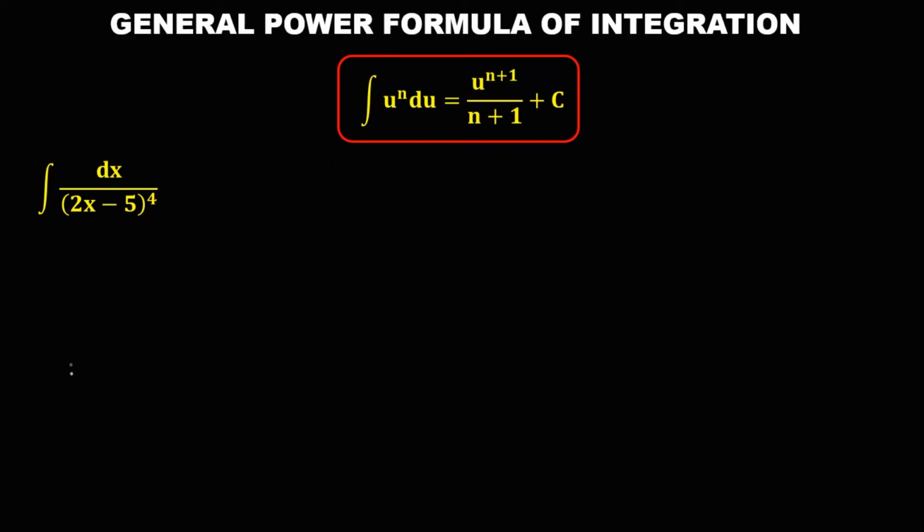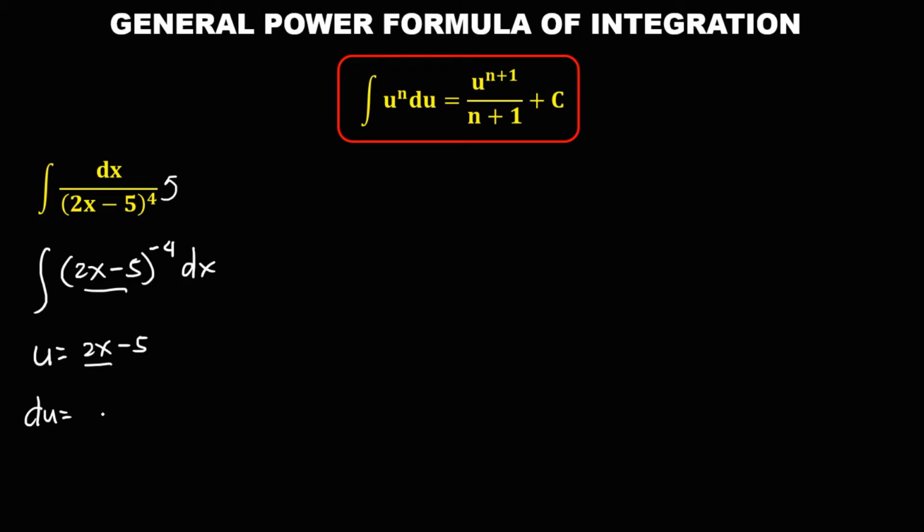Then for this given, again, we can rewrite this given as the integral of 2x minus 5 to the power negative 4. So this exponent becomes negative. Then the dx. Then using the u substitution, u equals 2x minus 5 and du. So the derivative of u, the derivative of 2x, this one is 2 and this is 0. So du is 2 dx.